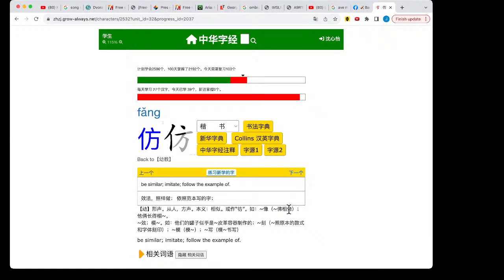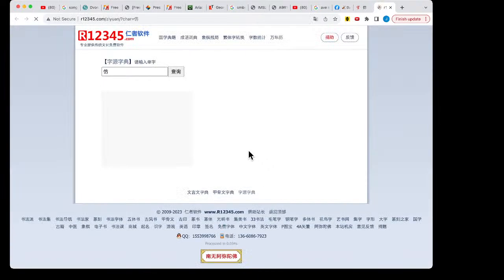仿 means to be similar, imitate, or follow the example of. 仿效, 模仿, so this all means imitate. Okay, imitate. And let's take a look at this character.